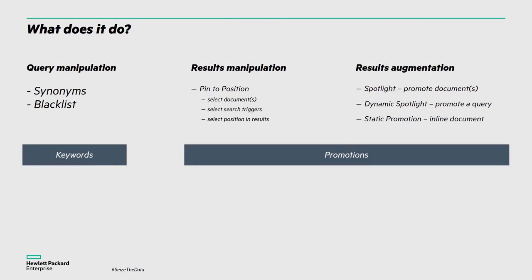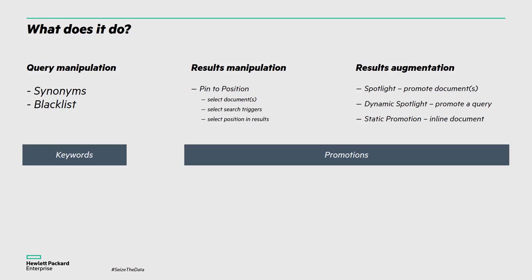So in terms of functionality in Search Optimizer, we actually picked a pretty good name for the product. All the functionality falls into 2 areas, search and optimization. So starting with the optimization half, the functionality falls into 3 columns: query manipulation, results manipulation, and results augmentation.